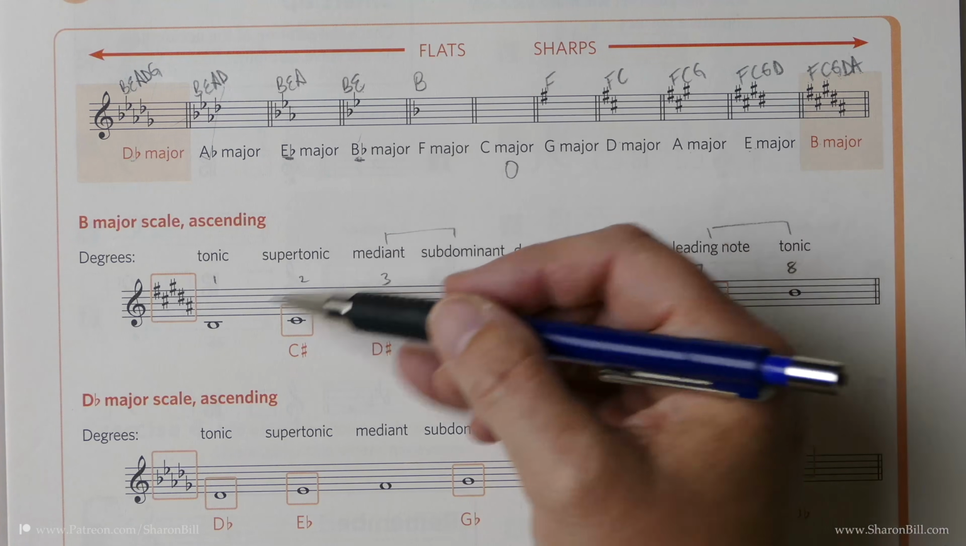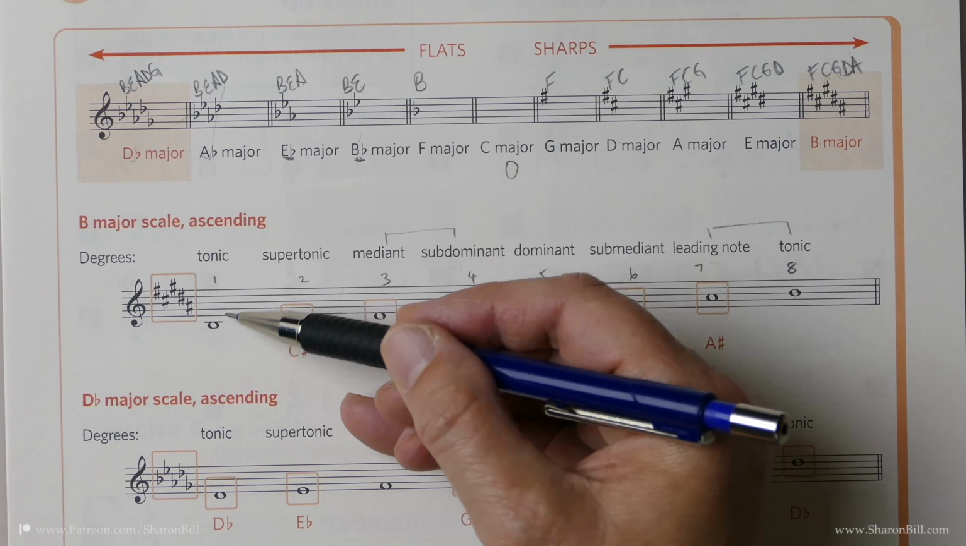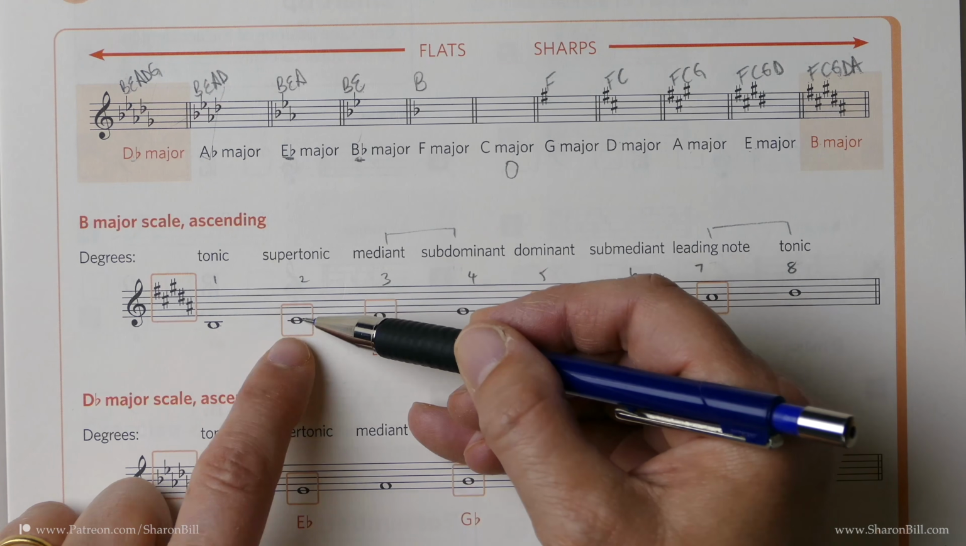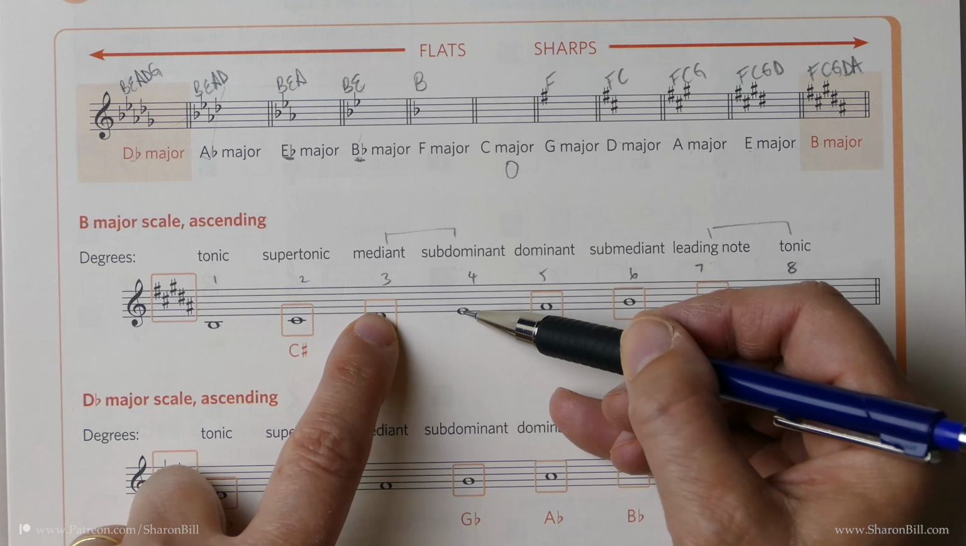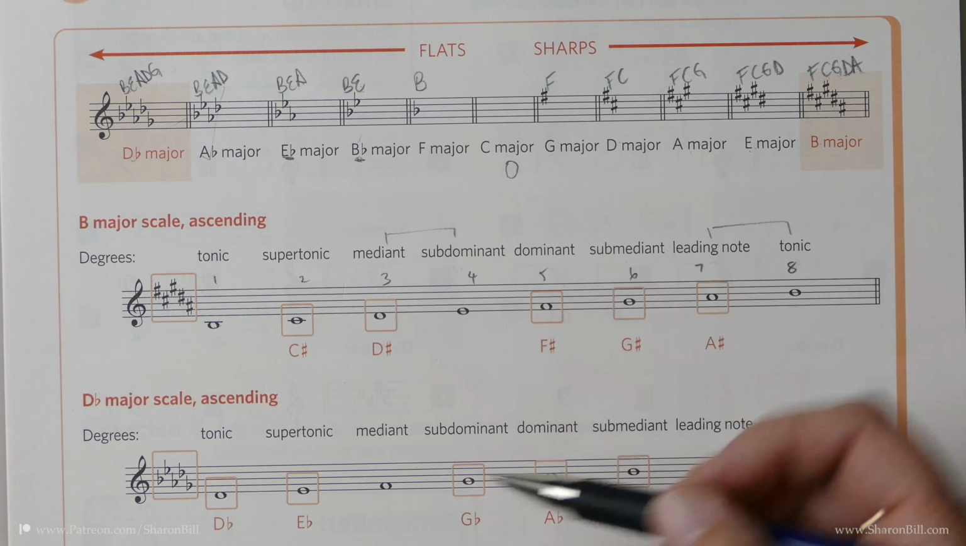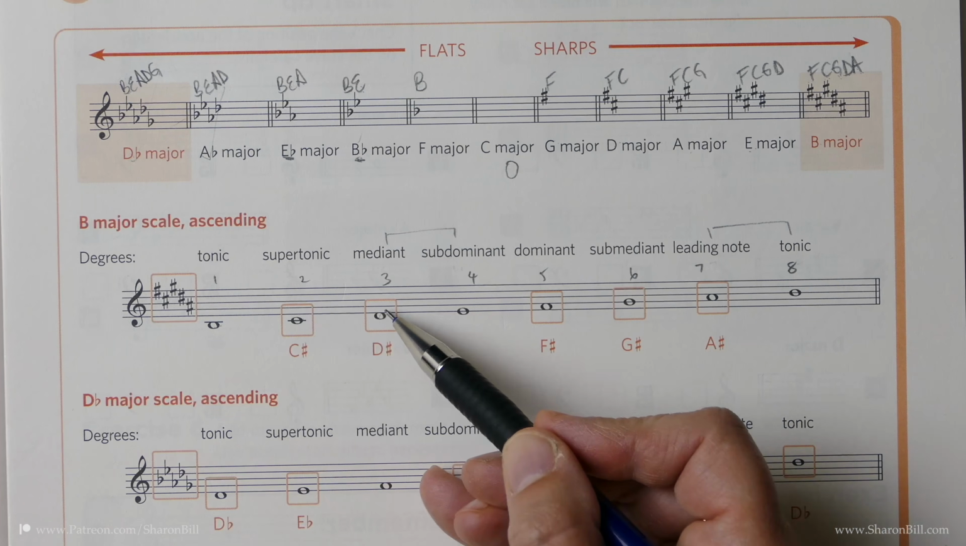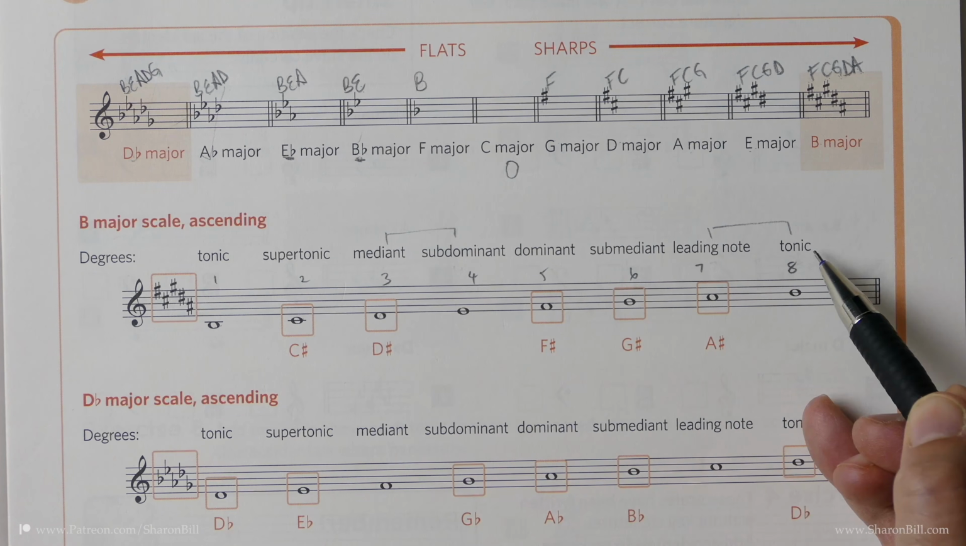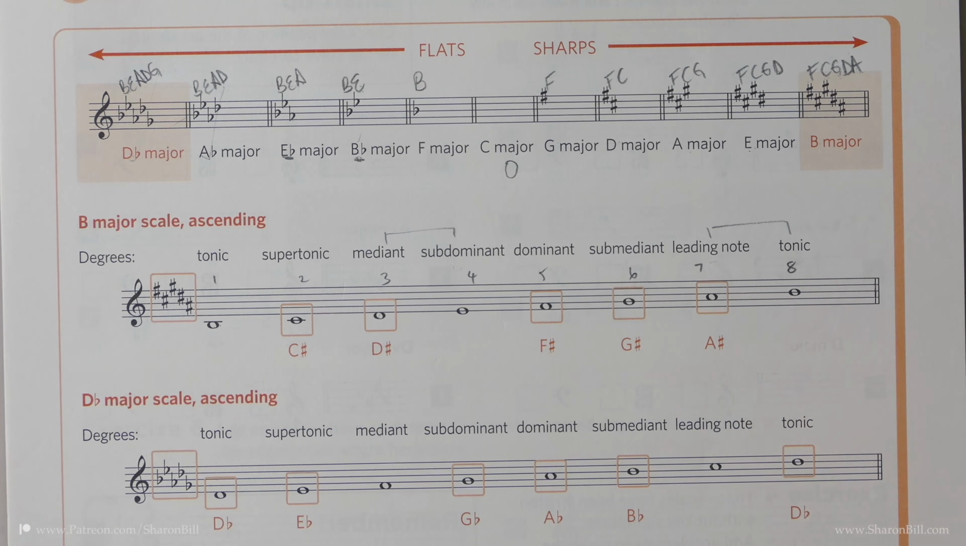And so you could just work it out from the keynote, from B, a whole tone, a semitone, but that's just such a long, laborious process. But if ever you're not quite sure, you know that it must be tone, tone, semitone, tone, tone, tone, semitone to make the major scale pattern.